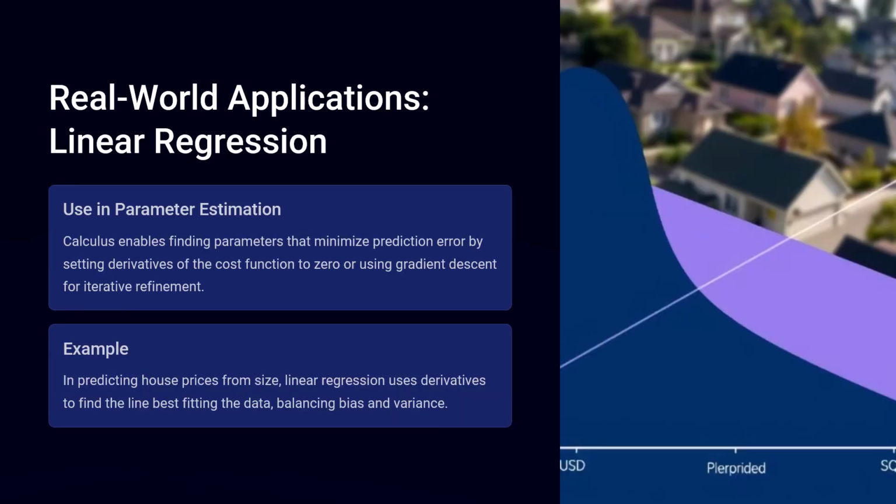Real-world applications, linear regression. Use in parameter estimation. Calculus enables finding parameters that minimize prediction error by setting derivatives of the cost function to zero or using gradient descent for iterative refinement. Example: in predicting house prices from size, linear regression uses derivatives to find the line best fitting the data, balancing bias and variance.